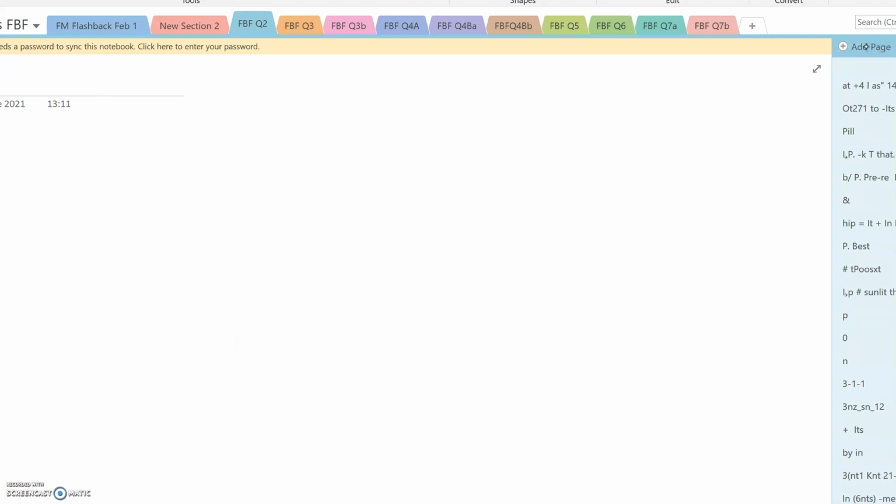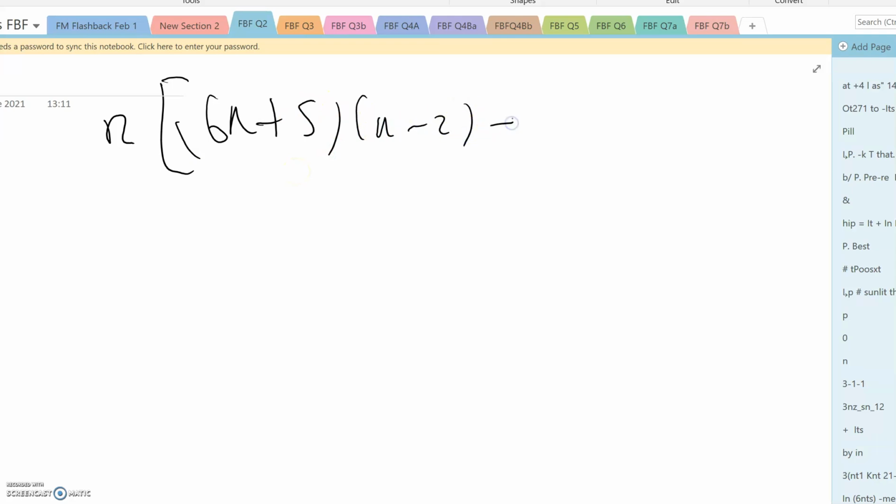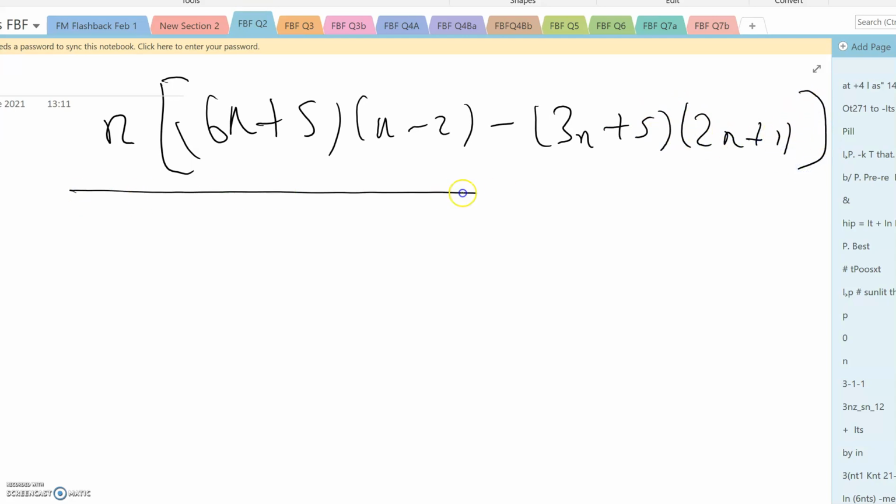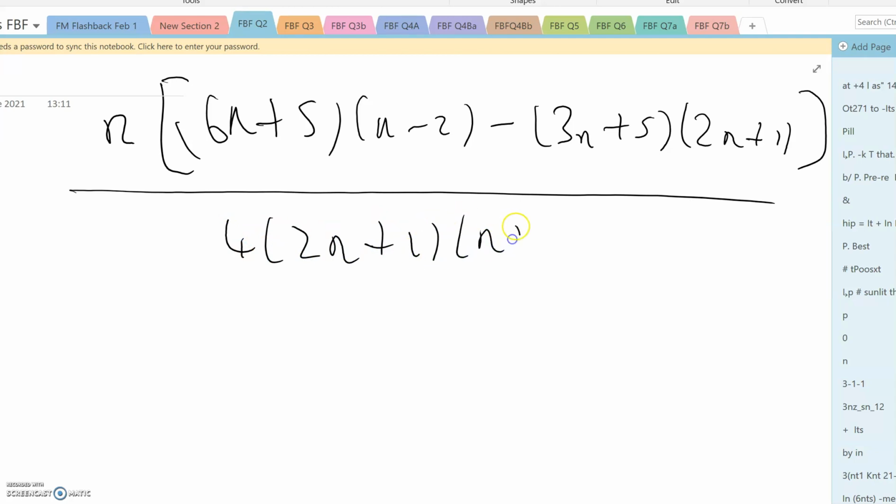New page. We need a common factor of n, and then we have 6n plus 5, n plus 2, take away 3n plus 5, 2n plus 1. With the same denominator of 4, 2n plus 1, n plus 1, n plus 2.